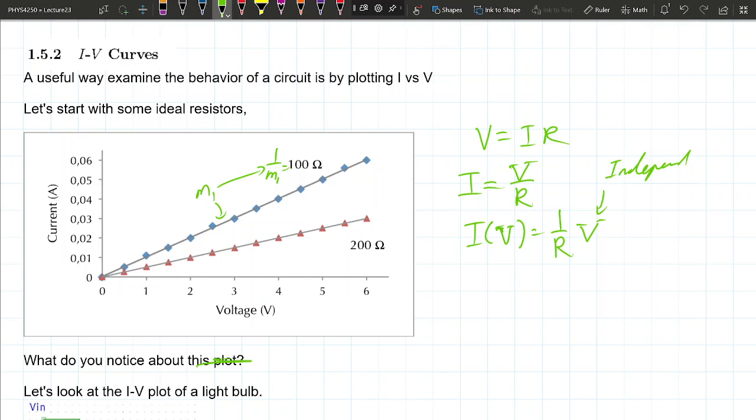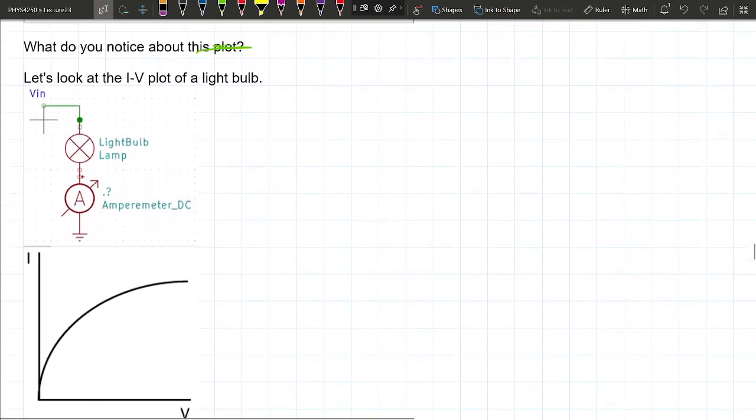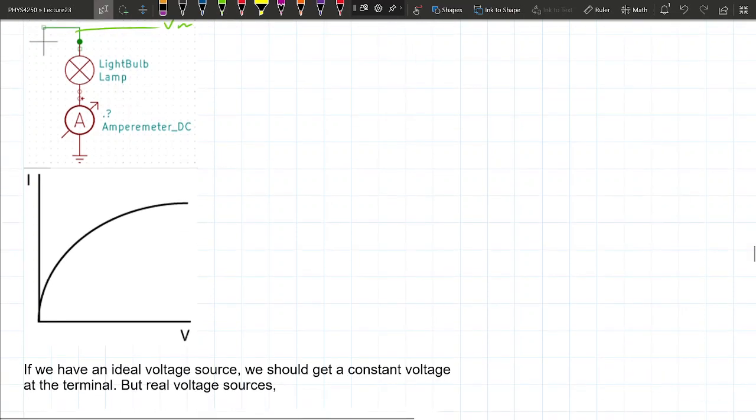The bigger the resistance, the flatter it is. The smaller the resistance, the more, what is that called? The steeper it is. Okay. In general physics, we tell you that you can just pretend light bulbs are resistors. That's actually not true. If you actually measure the IV plot for a light bulb, say you put a little light bulb in this circuit and measure the current while you monitor the voltage difference here, instead of getting a straight line, you get a curved line like this.